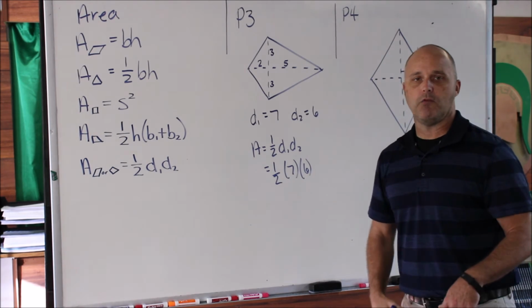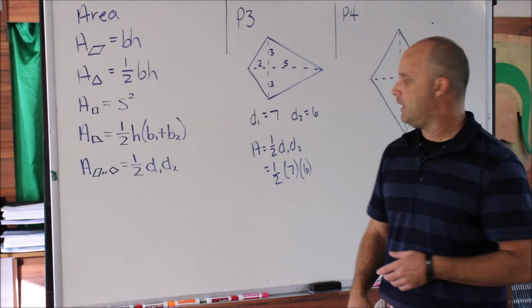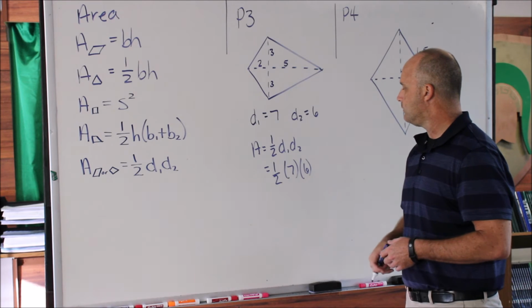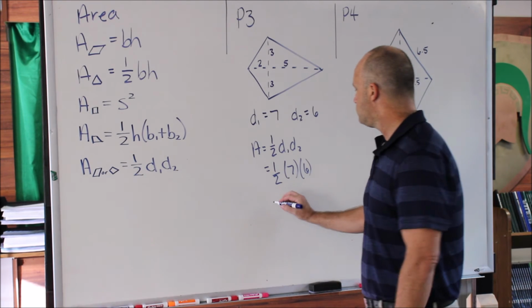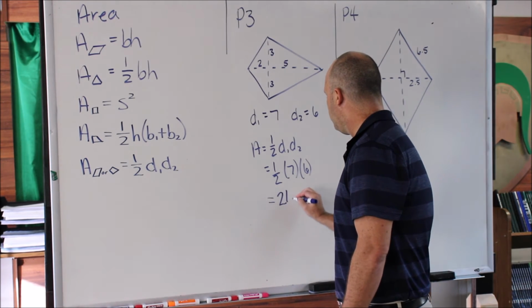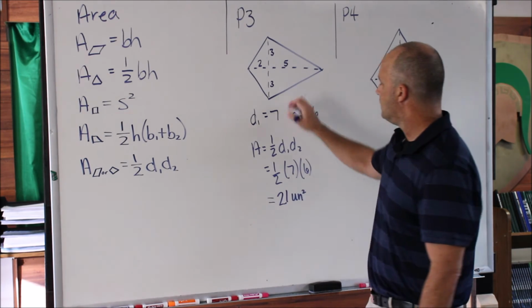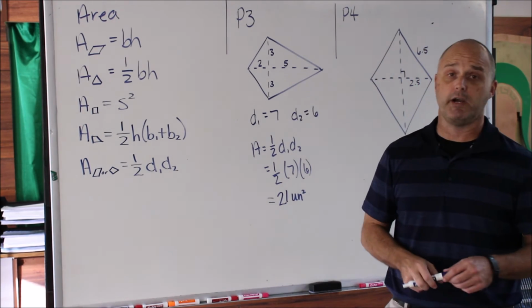So remember that in multiplication you can do any order that you want. So 1/2 of 6 is going to be 3 times 7 is 21. And so we get that the area of this particular kite is going to be 21 units squared.